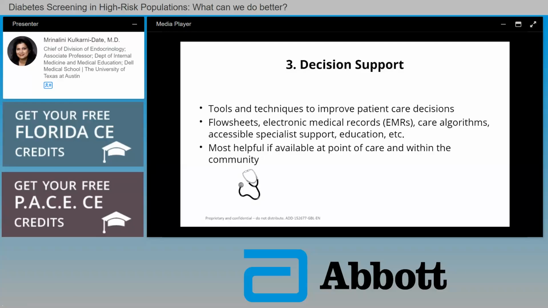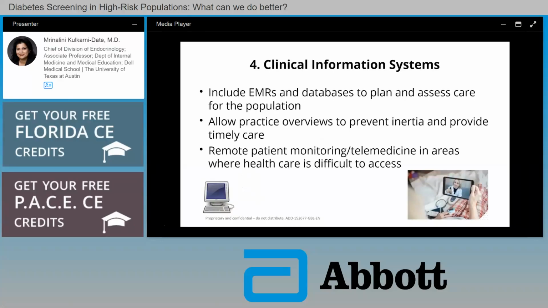These are really important because if you think about our clinicians and our teams, who are being asked to do more with fewer resources, decision support tools can be great reminders and can really help facilitate appropriate care for everybody.